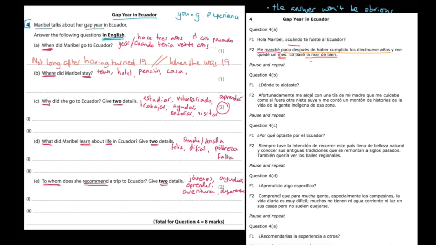Where did she stay? ¿Dónde te alojaste? Afortunadamente me alojé con una tía de mi madre, con una tía de mi madre que me cuidaba como si fuera otra nieta suya y me contó un montón de historias de la vida de la gente indígena de esta zona. So, con una tía de mi madre, with an aunt of my mother. So this is maybe a less obvious answer. We were thinking of something like maybe possibly, not likely, but possibly a town, possibly a type of accommodation, but no, actually they're telling us who she stayed with, not the type of accommodation.